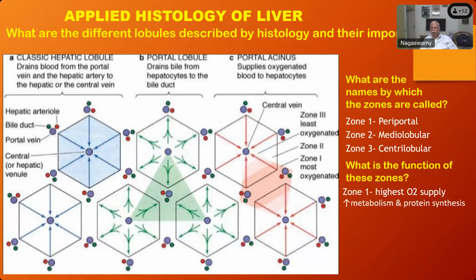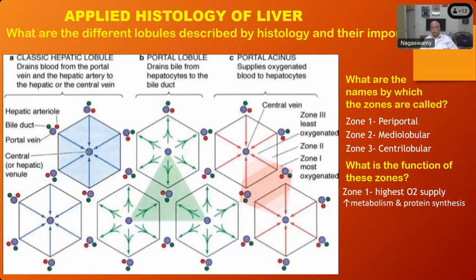Zone 1 has the highest oxygen supply, and it is important for all the metabolism. Metabolism of fat, metabolism of glucose, metabolism of urea, all these metabolisms take place because of the high oxygen supply. And this is the zone important for protein synthesis.